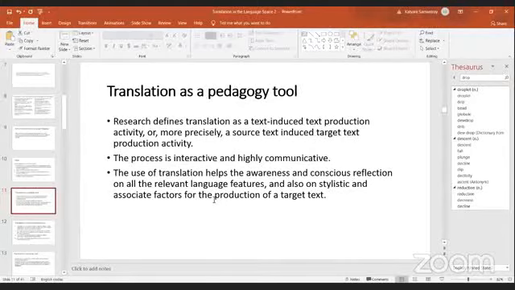So before even somebody starts to translate the target text, a lot of complex interactive and communicative processes happen, which are parallel to what happens in a communicative approach in language learning and language teaching.